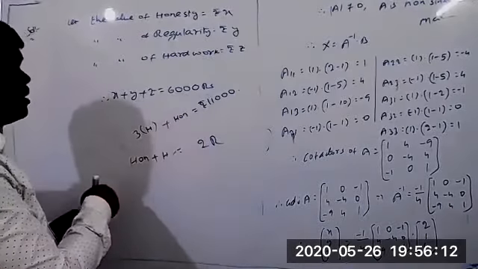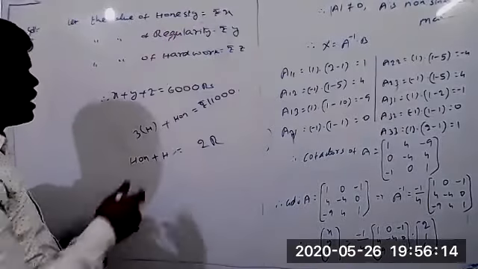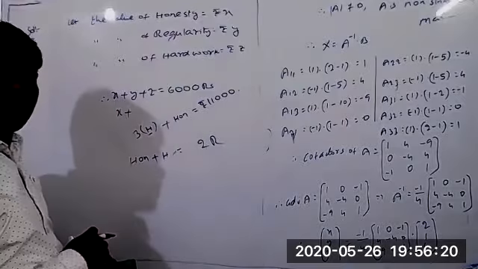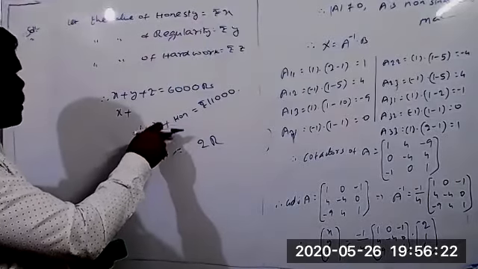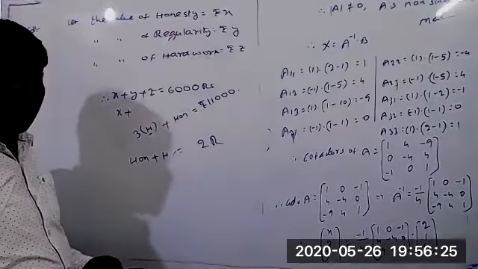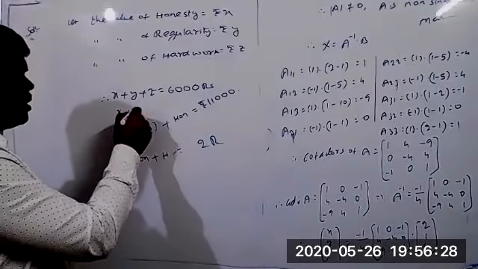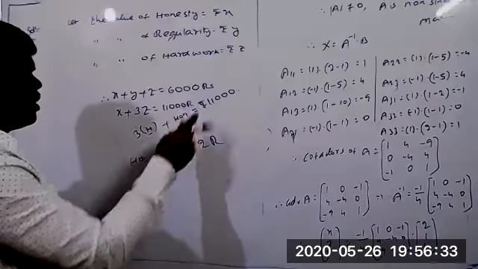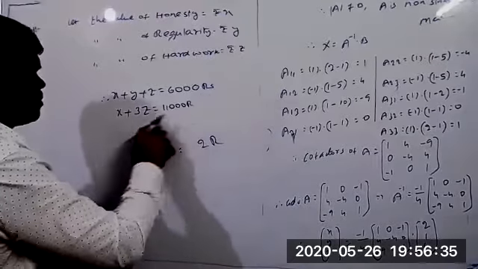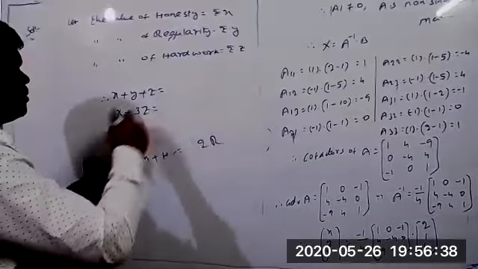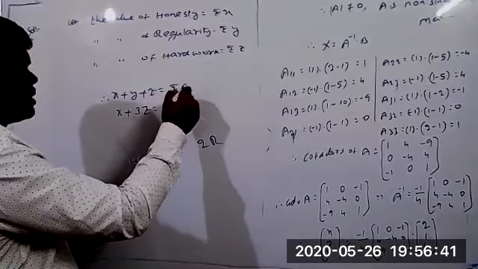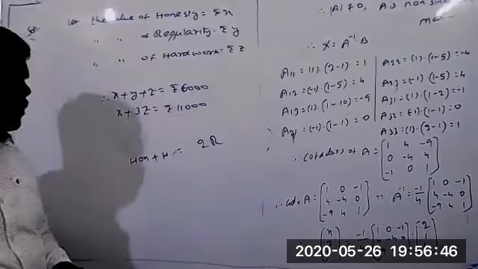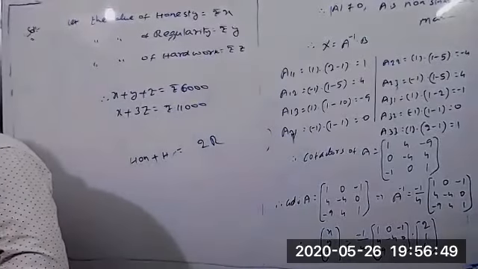So you already know the honesty equal to x. So you can write x plus, but they have not discussed the regularity, so the regularity equal to 0. Then plus 3 times hard work, that means 3z equal to 11,000 rupees. This is the second condition. The first is 6,000, and this is 11,000 rupees.